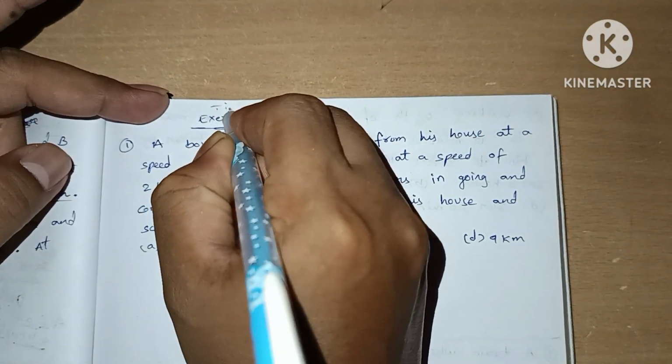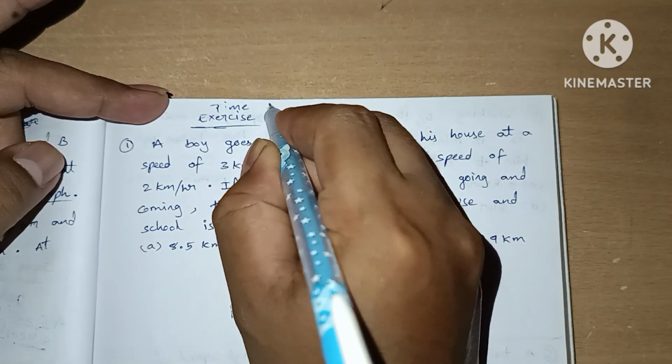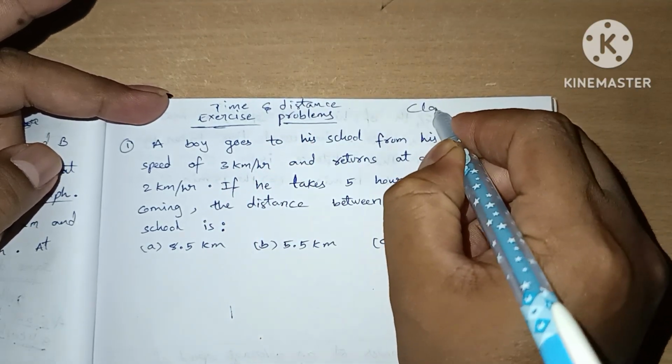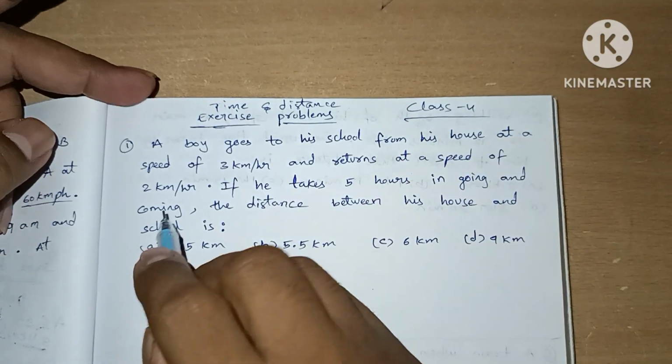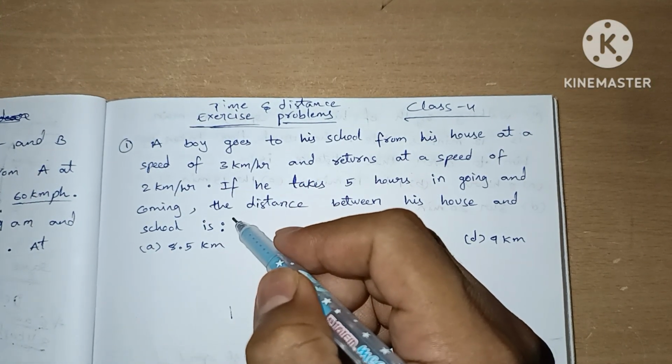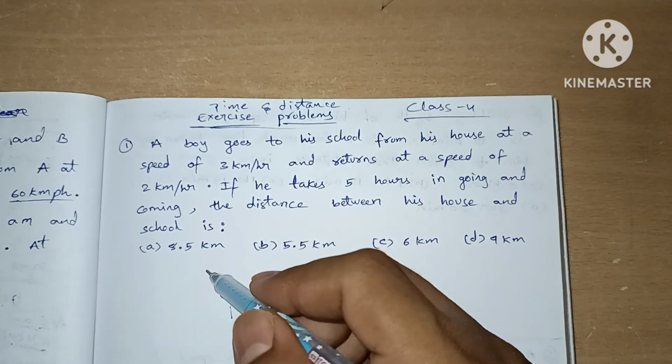In this video, we are going to see the concept of time and distance, and this is class 4. In this class, we are going to see some questions that we have learned from the concepts in previous classes.